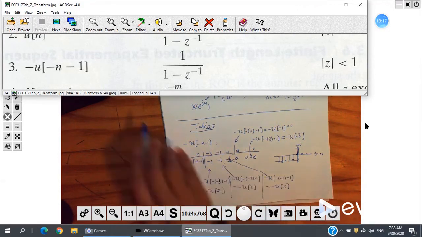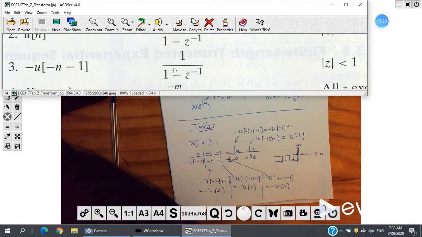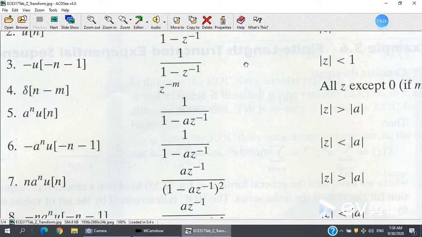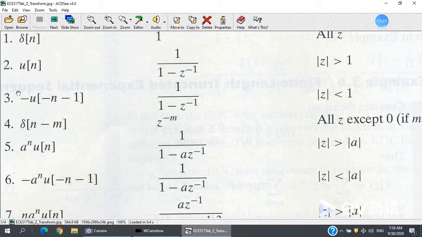Then what is the Z transform? It is this one. And here we have an interesting result. Compare the second and third rows. They are different signals, but they have the same Z transform. Totally the same. However, there is still something different, and that's the ROC. For u of n, the ROC is the absolute value of Z larger than 1, and for the third case, the absolute value of Z is smaller than 1. This is the difference between them.